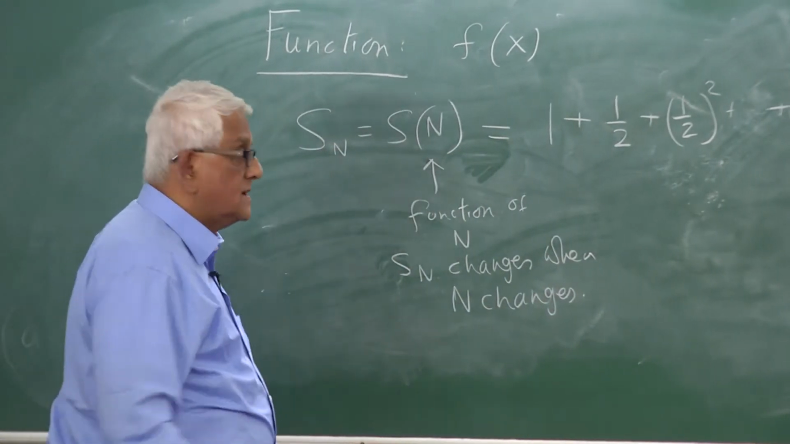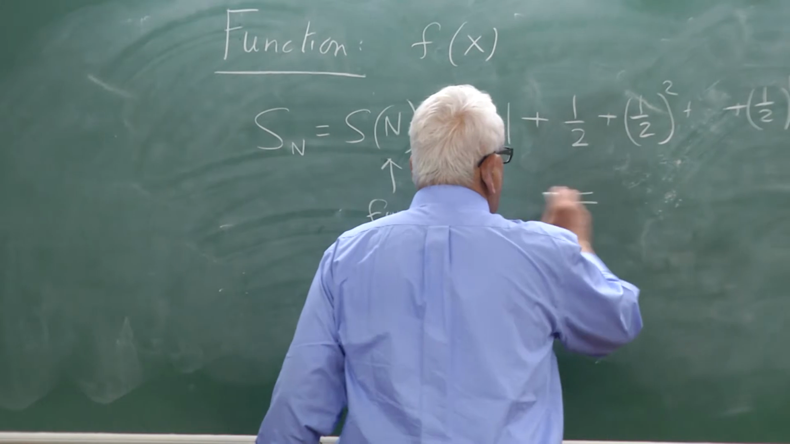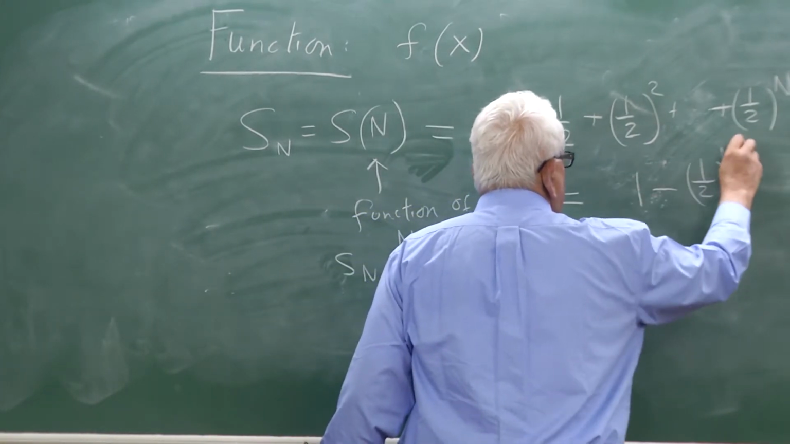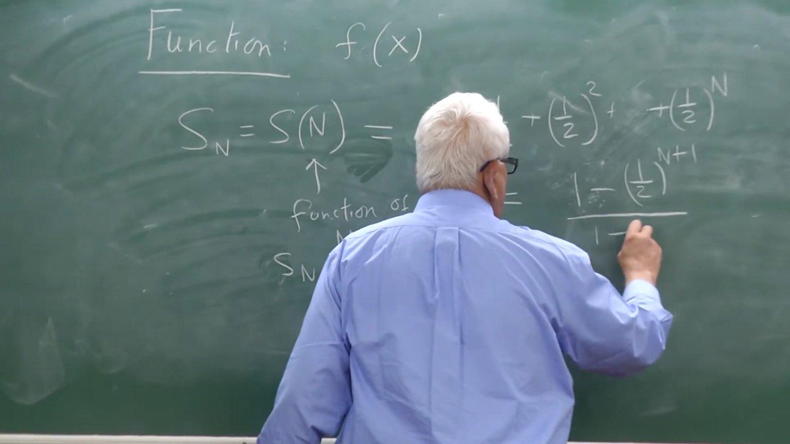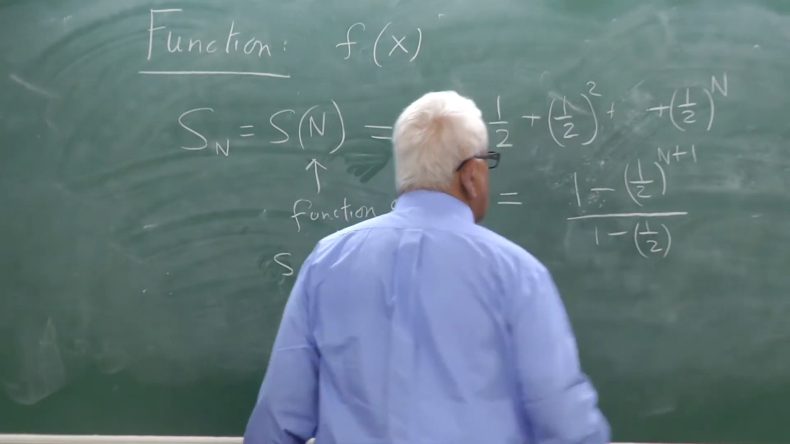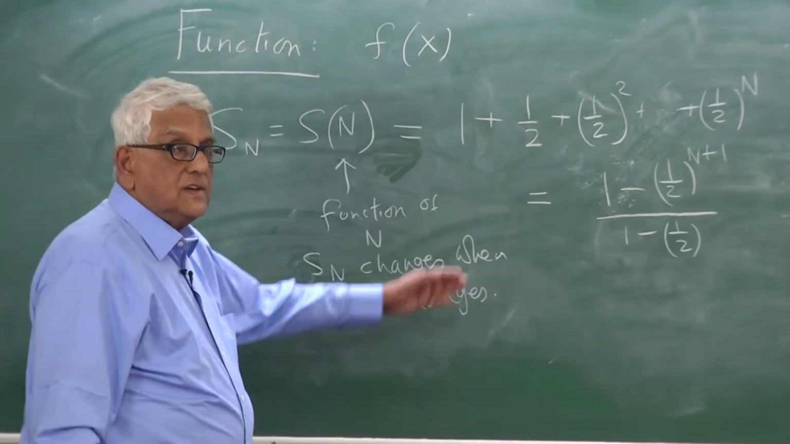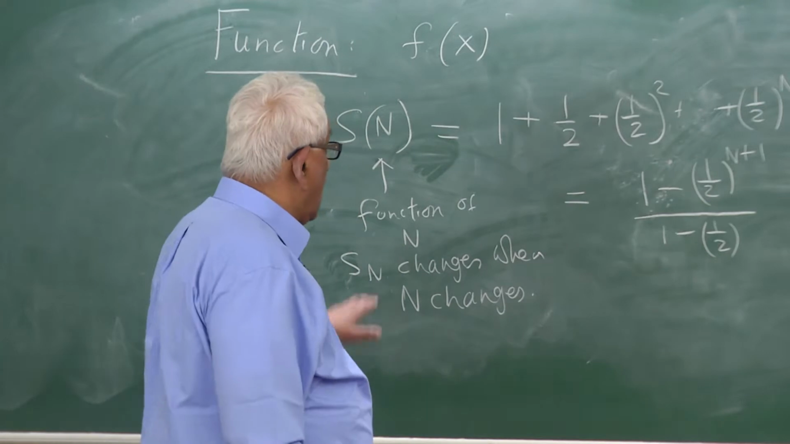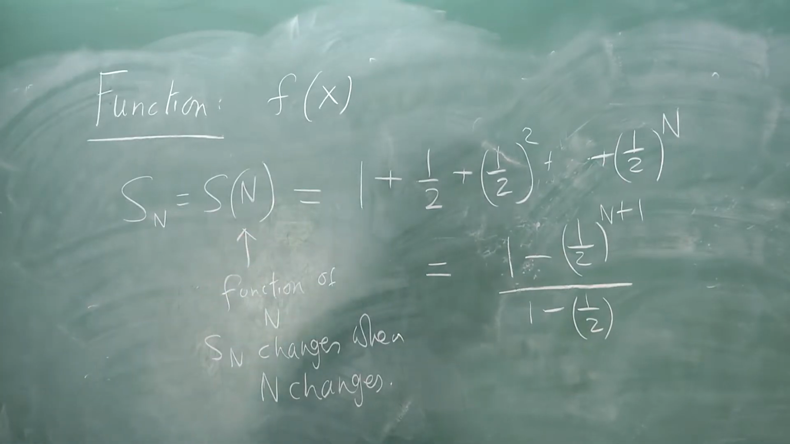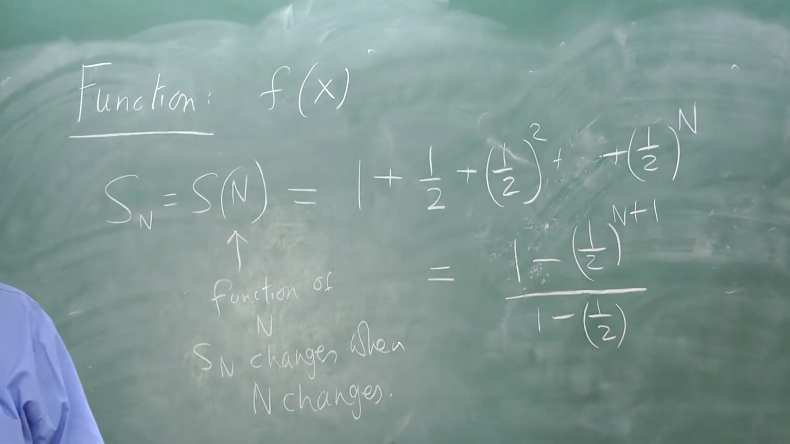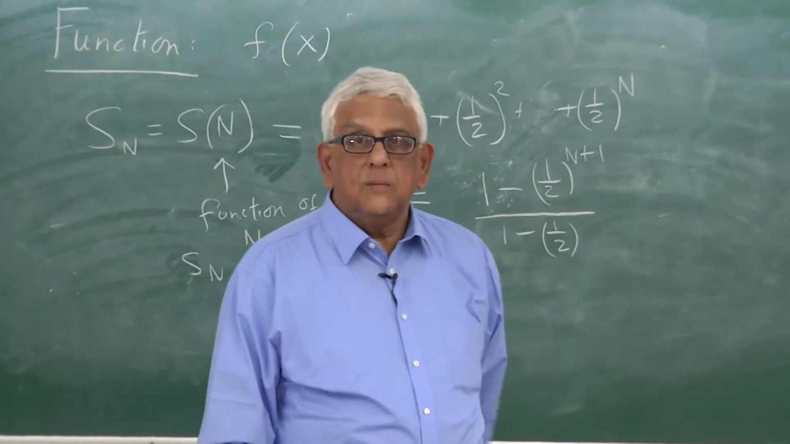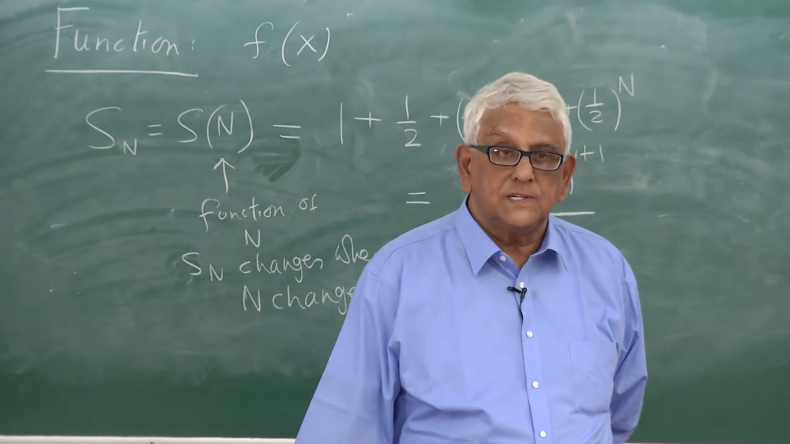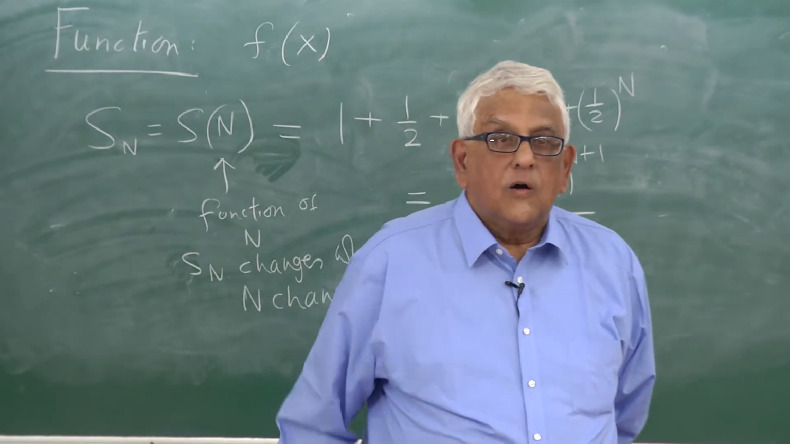So what we have is the notion of a function, and this thing we know is 1 minus half to the power of n plus 1 divided by 1 minus half. Right? So this is a very simple example of a function, and this function we will use as an example later on. Right? For the moment, it is very clear that this notion of function is all around us.